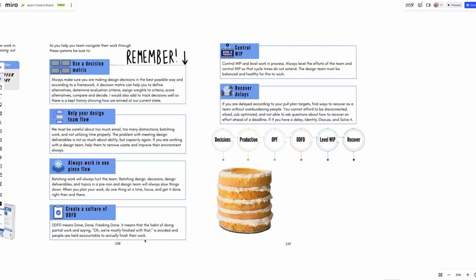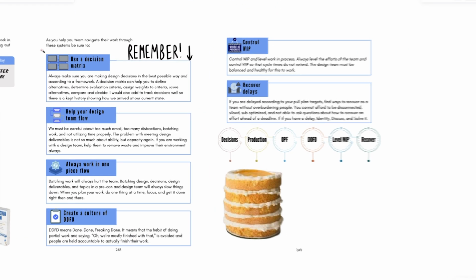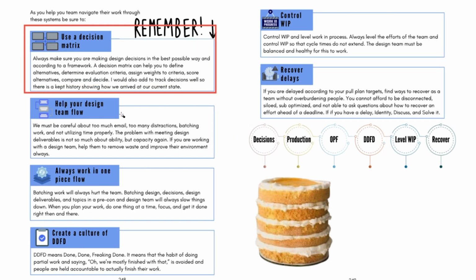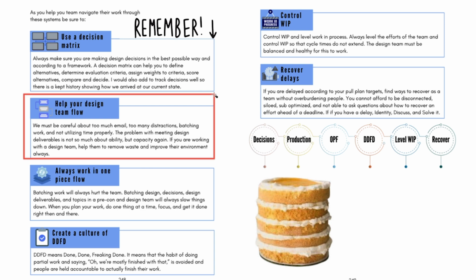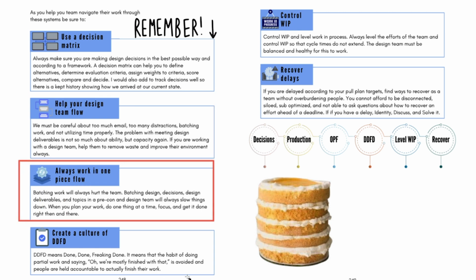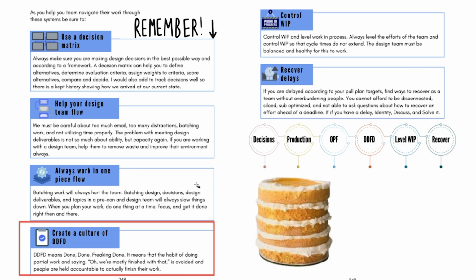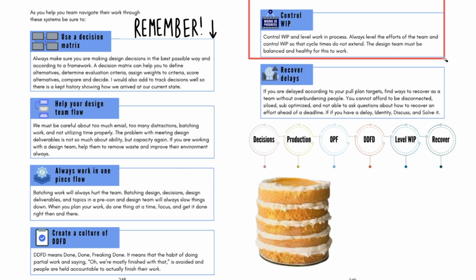One thing that I want to say before I move on is that when you're doing your design, you should use a decision matrix, make sure that nothing's forgotten. You should make sure that you help your design team to flow. Stay away from email, distractions, batching work, those typical things that slow a design team down. Allow everybody to work in one-piece flow. Create a culture of DDFD, done, freaking done, or insert whatever other word you want. Don't leave things unfinished. Control work in progress to where the designers don't get overwhelmed, and then help the design team to recover from delays.